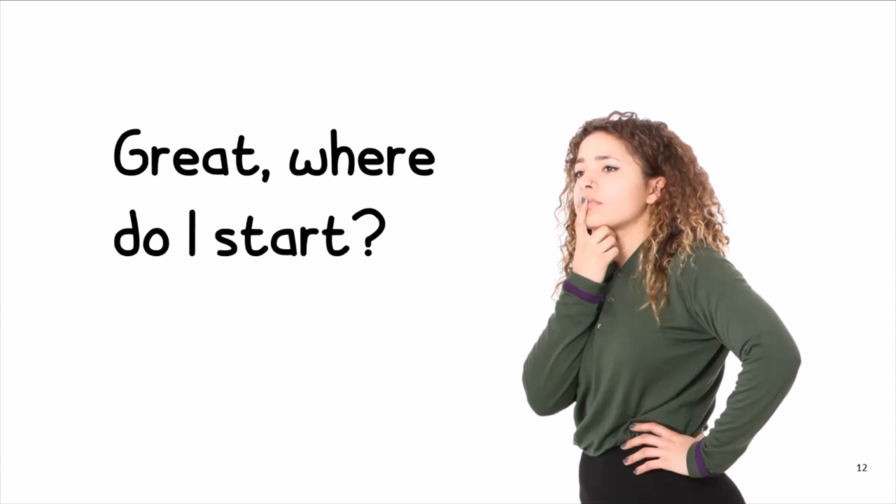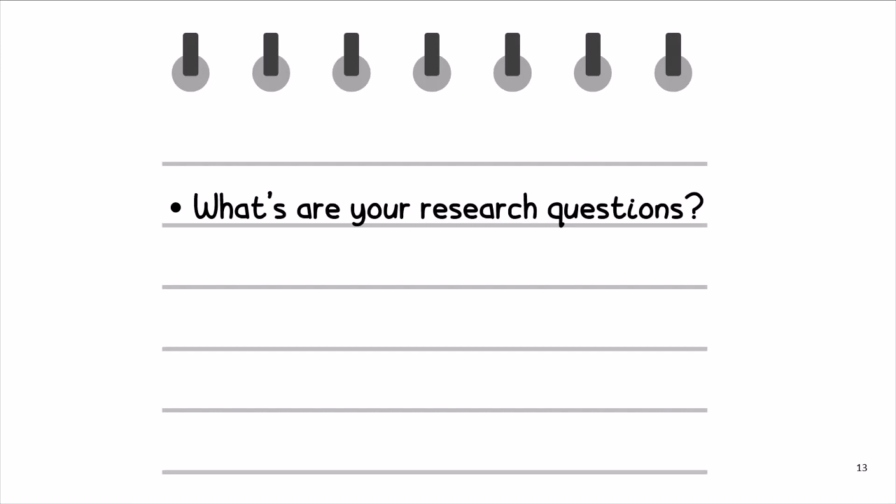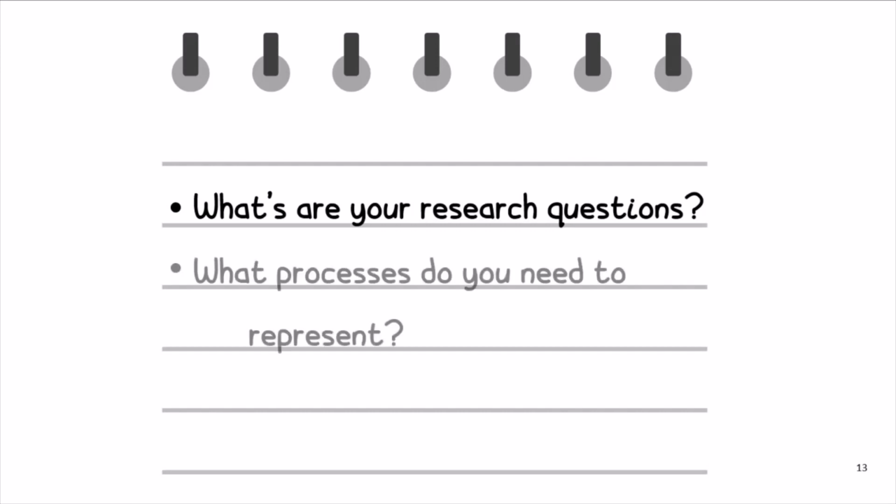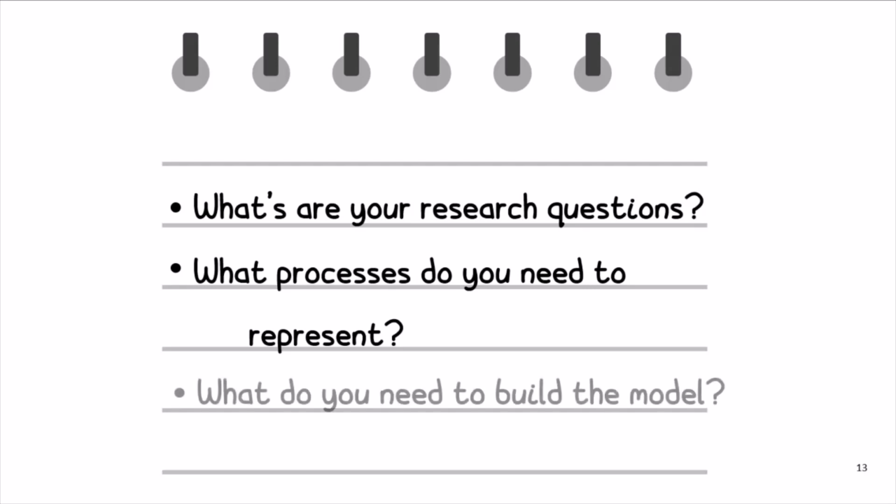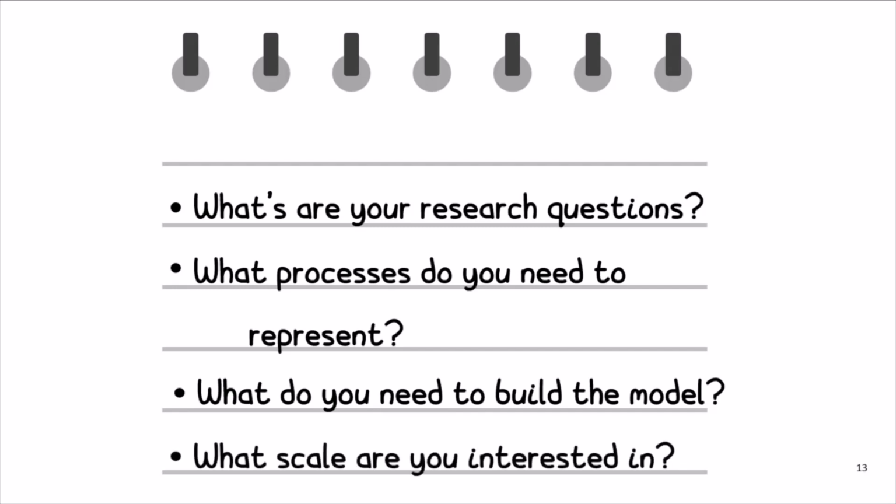So we've talked about what models are, why we use them, different types of models, and some of their limitations. So now if we've decided that modelling is the right research method for us, where do we start? The first thing we need to think about is, what are we trying to find out? What are our research questions? Is there anything in particular that we need to represent in the model? Are there any particular processes we need to include? What do we need in order to build the model, like data, for instance? And then you might want to think about some of the specifics, like what scale are you interested in for the model?